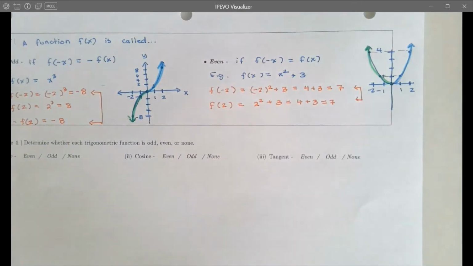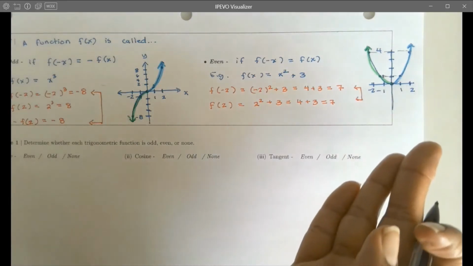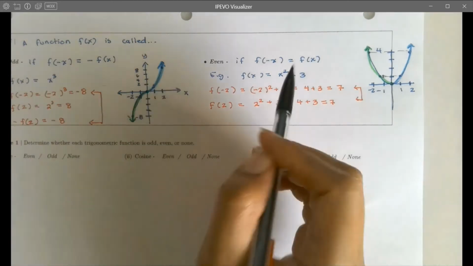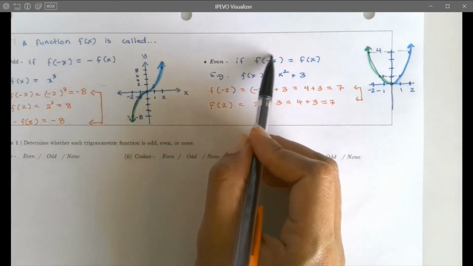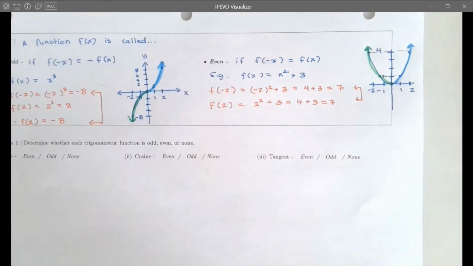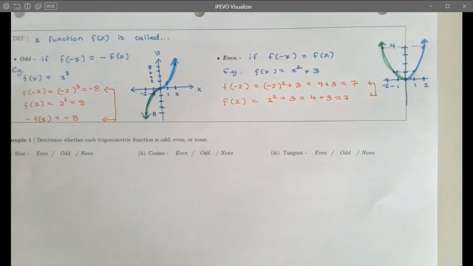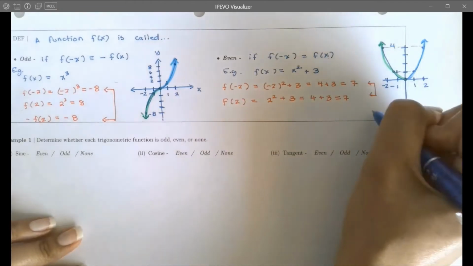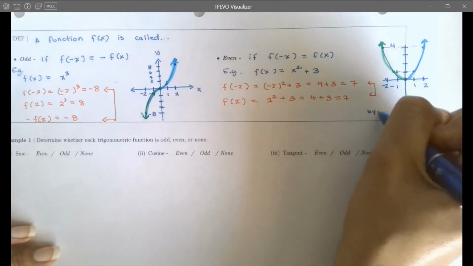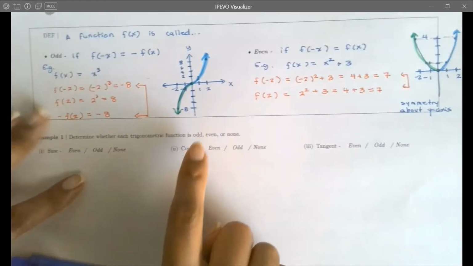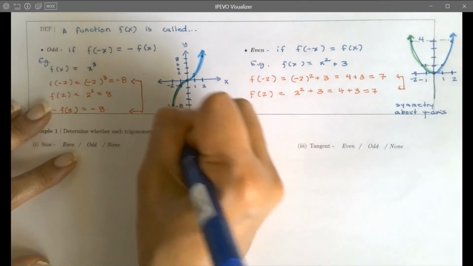And the same is true about x squared, but it's going to be true about any even function, because by definition, if you take the negative value and plug it into f, you'll get the same thing as the positive value. So these special properties are called, for even, symmetry about the y-axis. And in this case, we say there's symmetry about the origin.